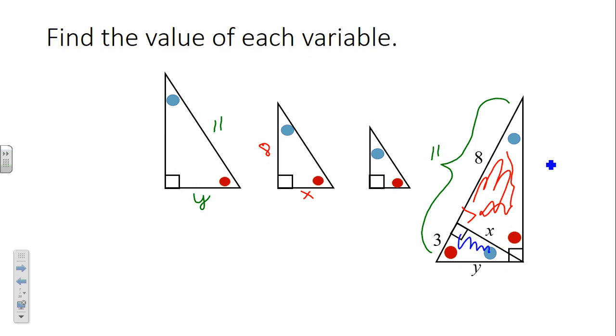X is the short one. Oh, no, it's the long one. X is the long one. 3 is the short side, and Y is the other side, the hypotenuse.